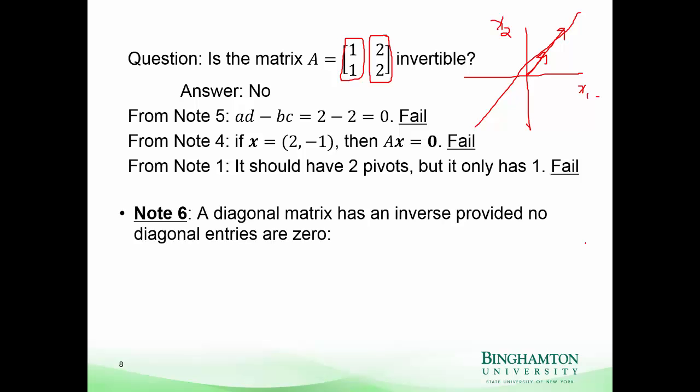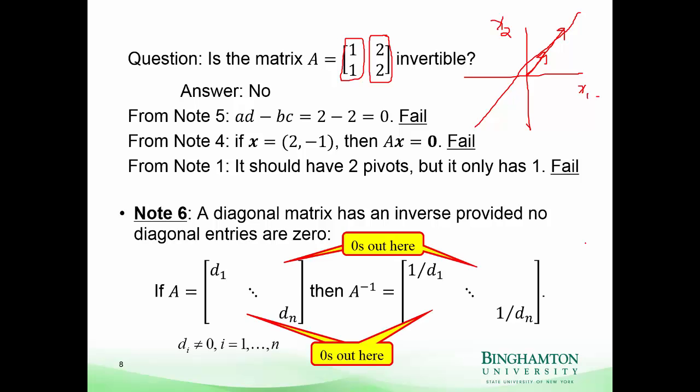Note 6. Diagonal matrix has an inverse provided that none of the diagonal entries are 0. So here's an A matrix. When we write it like this, we are evoking that it's a diagonal matrix. So all the elements up here would all be 0, and all the elements down here would all be 0. So we only have non-zero elements on the diagonal. So those are the diagonal entries. And if all of those are non-zero, then the inverse is just the reciprocal, a diagonal matrix with reciprocals down it. And we would again have zeros out here and zeros out here.